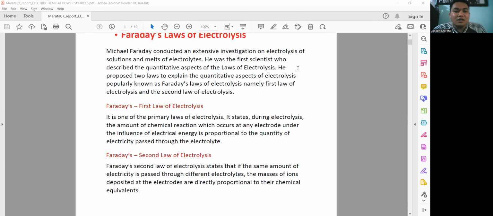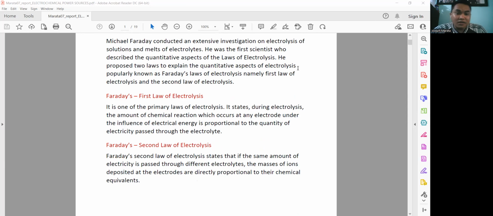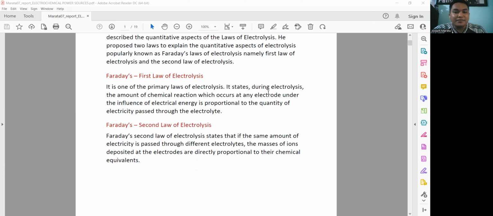The next Faraday's law is the second law of electrolysis, which states that if the same amount of electricity is passed through different electrolytes, the masses of ions deposited at the electrodes are directly proportional to their chemical equivalents.